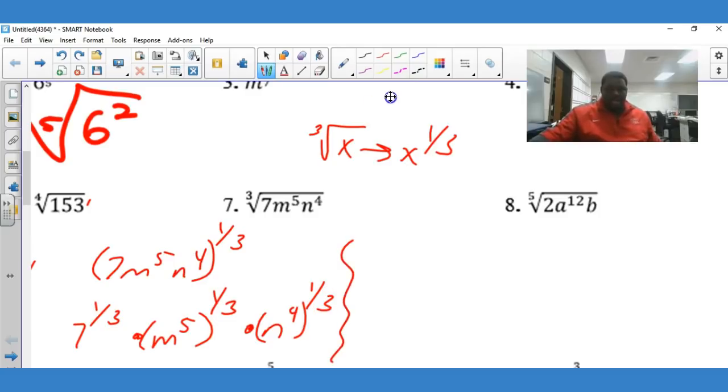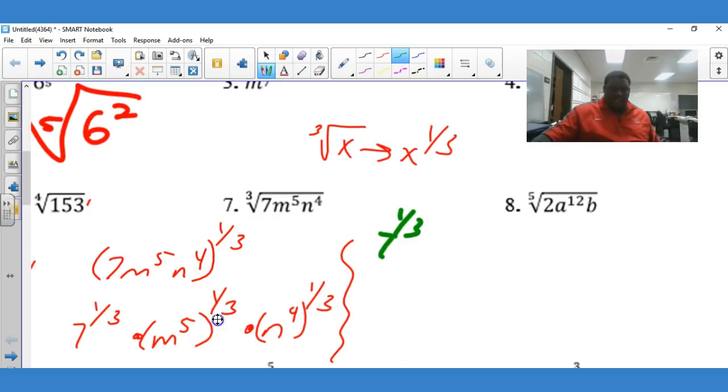Now, last thing, we have to address the power to a power. This one stays. That is just 7 to the 1/3. Remember, it was radical form, and we're writing it in exponential form. So we have 7 to the 1/3. It's in exponential form.